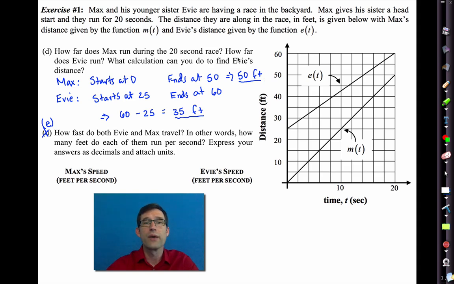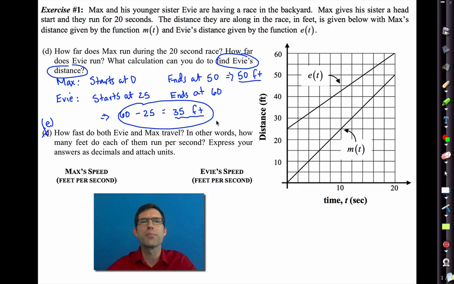But that's important, right? We found Evie's distance by doing subtraction. And specifically, what we did was we found the change in her position, right? We found the change in her output. She started at 25, she ended at 60, and we subtracted the two to figure out that she ran 35 feet.